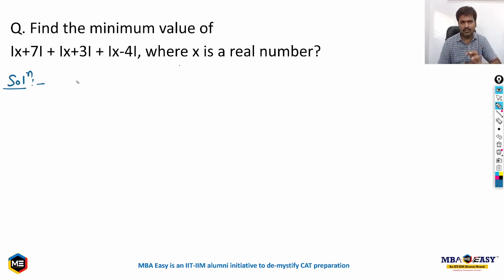Now, discussing this good question, a very good question. This question is from Modulus. The question says: find the minimum value of mod of x plus 7, plus mod of x plus 3, plus mod of x minus 4, where x is a real number.